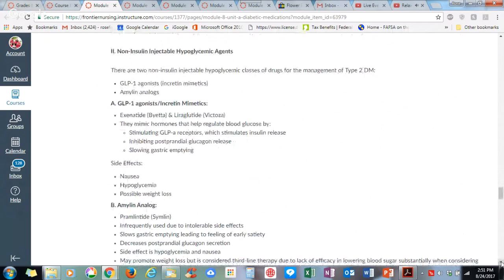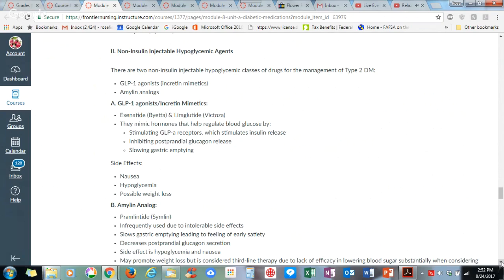So then we have the non-insulin injectable hypoglycemic agents. There are 2 non-insulin injectable hypoglycemic classes of drugs for the management of type 2 diabetes. There's GLP-1 agonists, which are incretin mimetics, and amylin analogs.